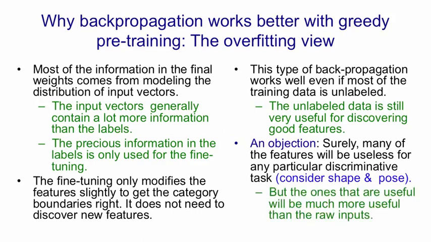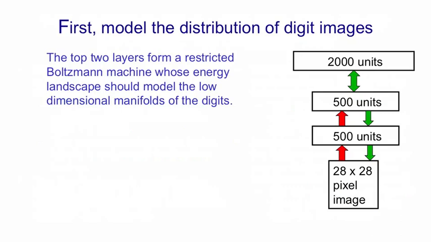And we can afford it because among all the features we learn, there will be some that are much more useful than the raw inputs, and that more than makes up for the fact that we've learned some features that aren't helpful for the particular task we're interested in. So let's apply this to modelling the MNIST digits.